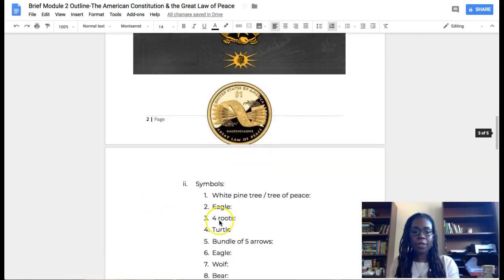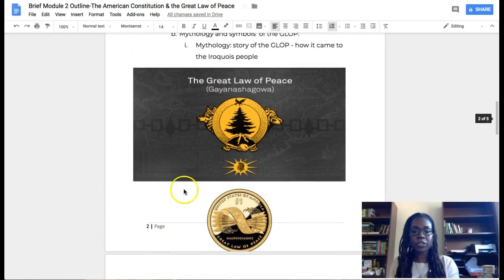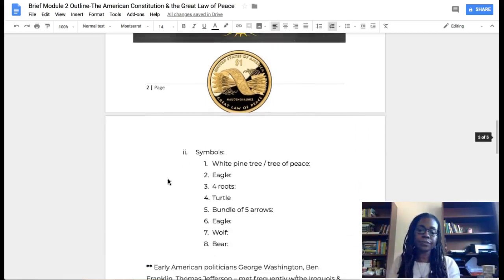Next symbol, the four roots. So you'll notice the tree has four roots, 1, 2, 3, 4, that stretch out in all four directions, representing north, south, east, and west, with the idea that the roots of peace spread in all directions.